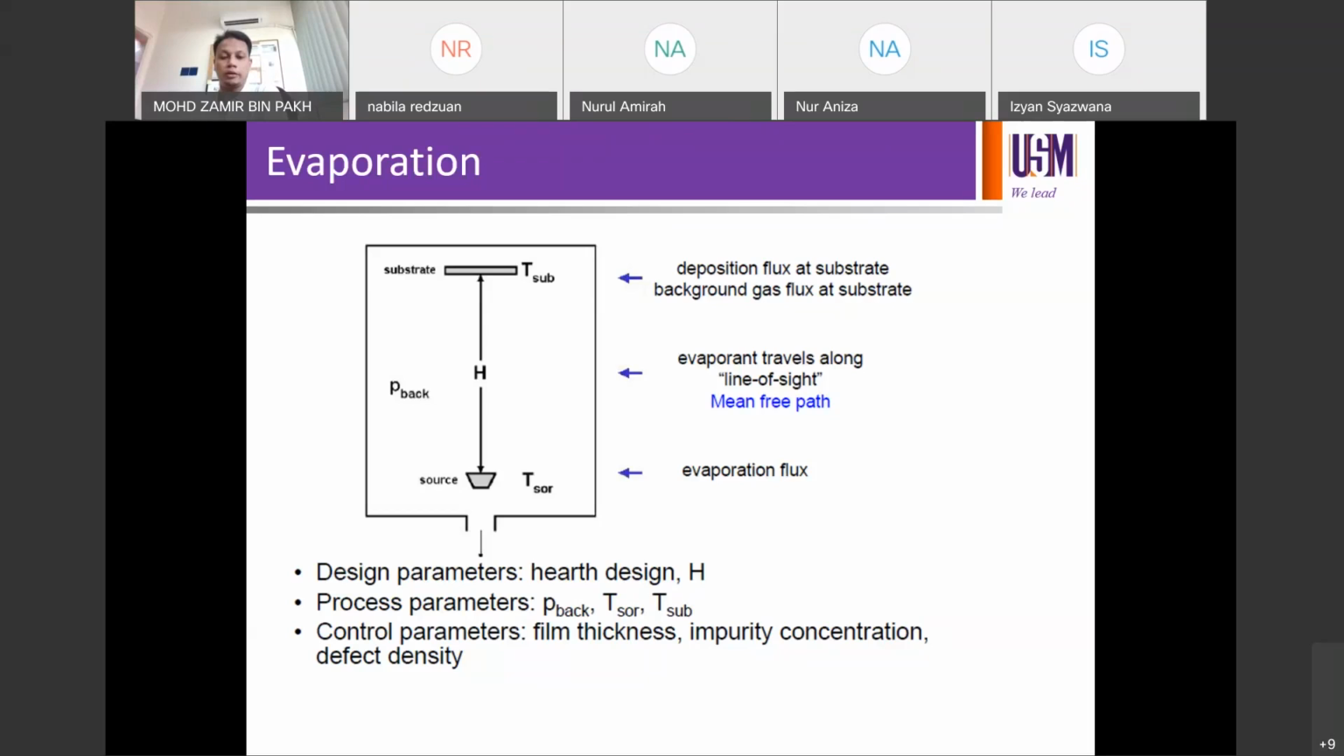So these are the important parameters, if you like, for an evaporation process. So evaporation is a line of sight deposition. That means you need to have your sample aligned properly in a straight line in comparison to your source material. So you cannot put the sample away from the center of the deposition line. If you put it away, you may end up having nothing on the sample.